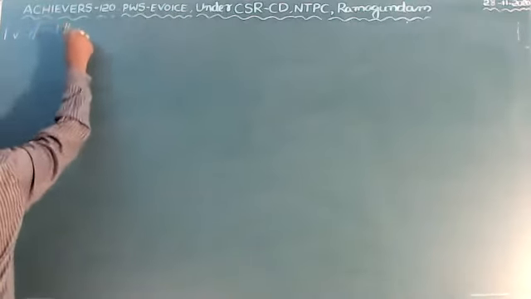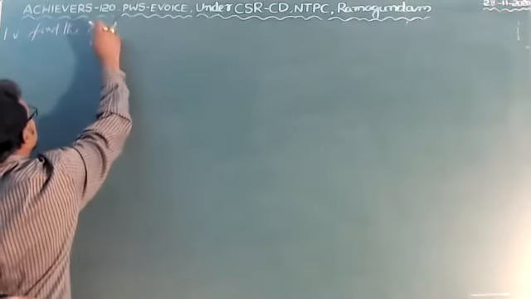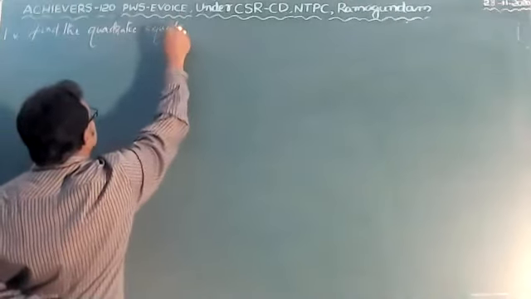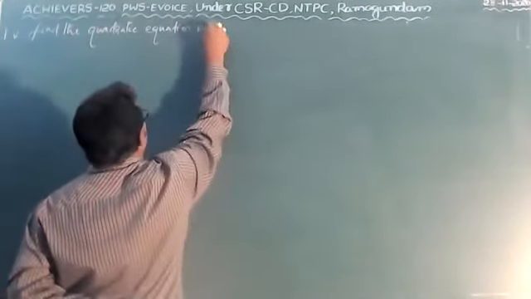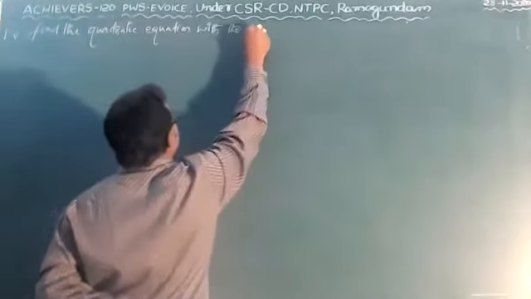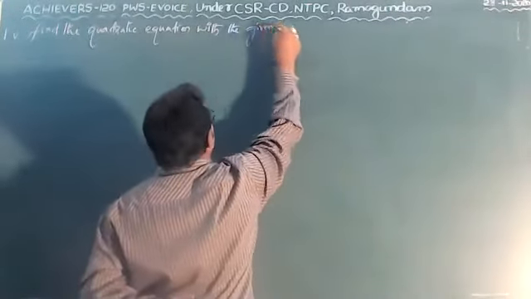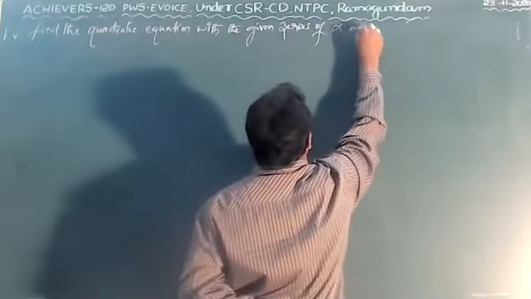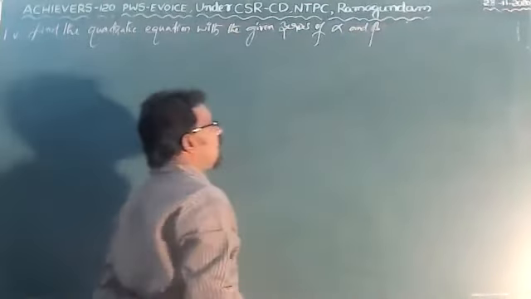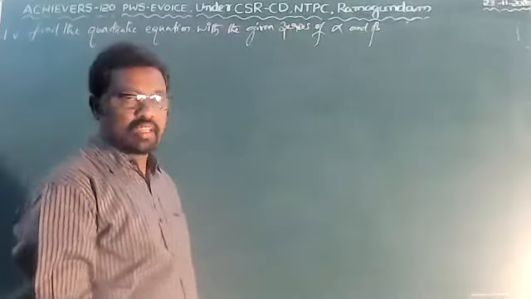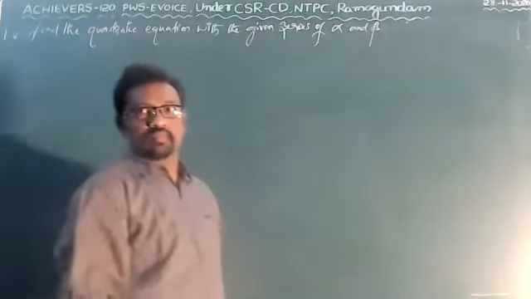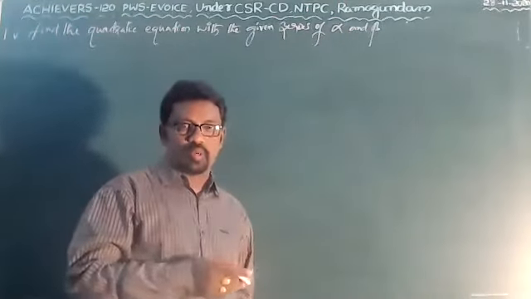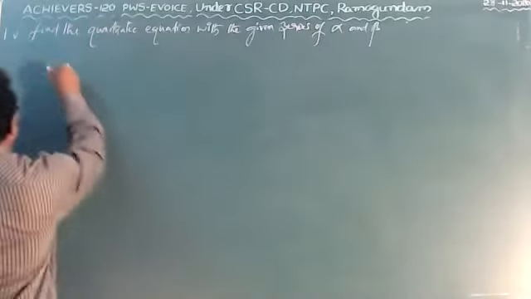Find the quadratic equation with the given zeros alpha and beta. I have to take alpha equal to some number and beta equal to some number; he will give them. Okay, from that we'll see.